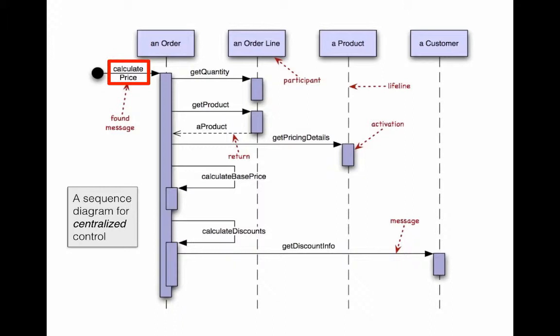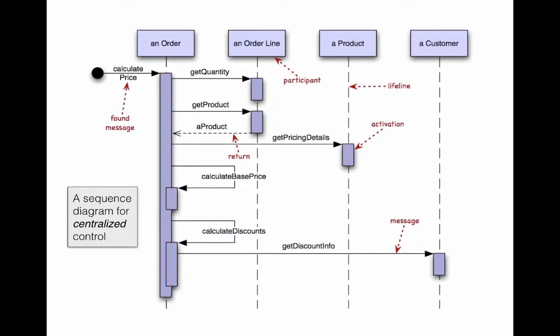The method we're observing is known as the found message. The method can be found in the order class. We know this because the arrow for calculate price in the diagram points to the order object. A long rectangle underneath the order object represents the lifespan of the calculate price method.